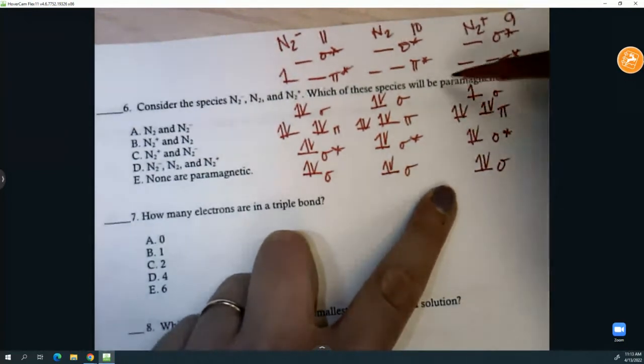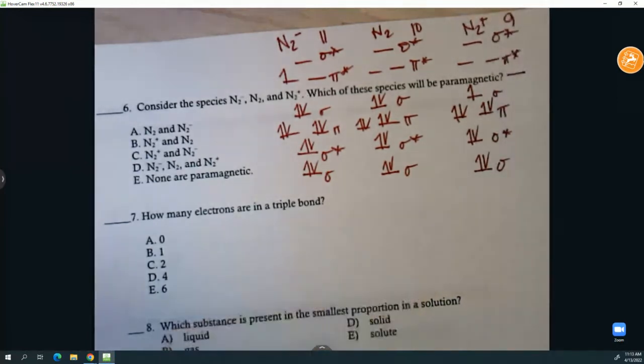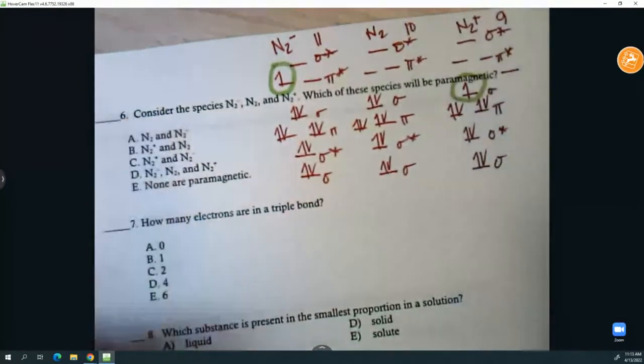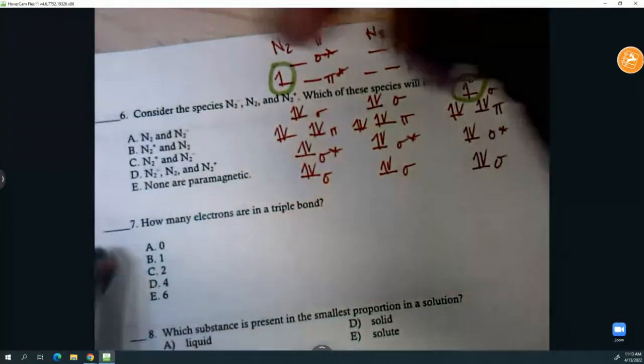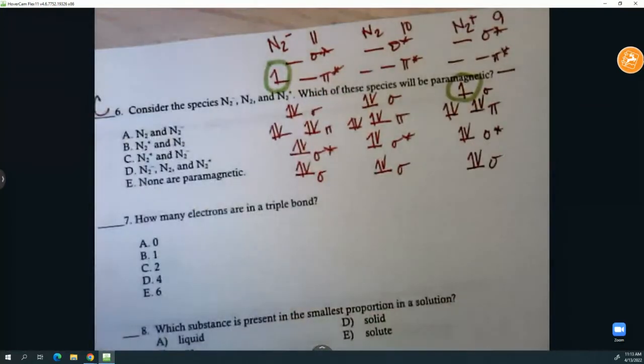All right, and then the question is which ones will be paramagnetic. Paramagnetic means at least 1 unpaired electron. Something else is kind of hard to see. There's an unpaired electron, and there's an unpaired electron. And then this one has all of its electrons paired up.